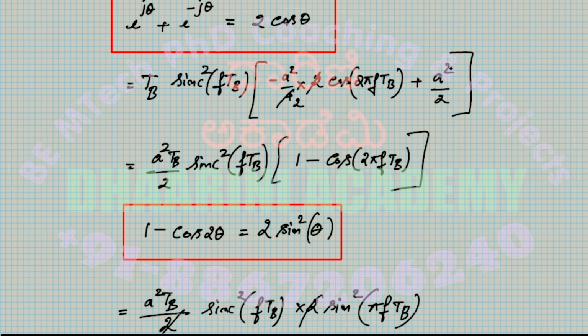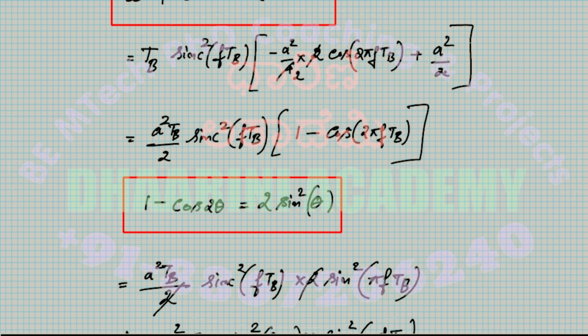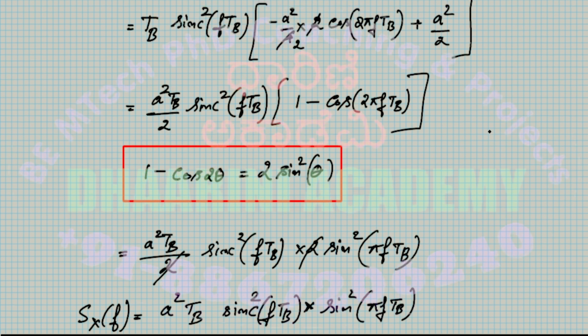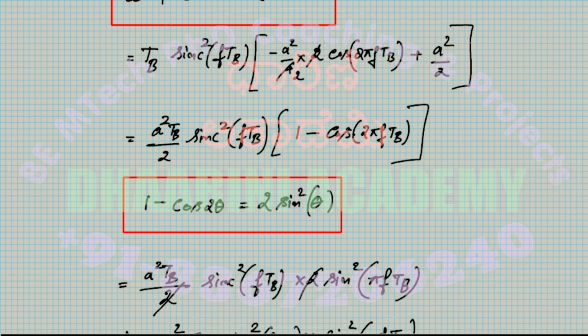I also have plus A square by 2. The A square by 2, I'll take it out as A square capital TB by 2 sinc square of the function. Inside the bracket, I have 1 minus cos of 2 pi f TB. Again, substitution: the whole theta can be considered as 2 pi f TB, whatever you have inside that bracket. So now I have 1 minus cos 2 theta. So what is 1 minus cos 2 theta? 2 sine square theta. Correct?